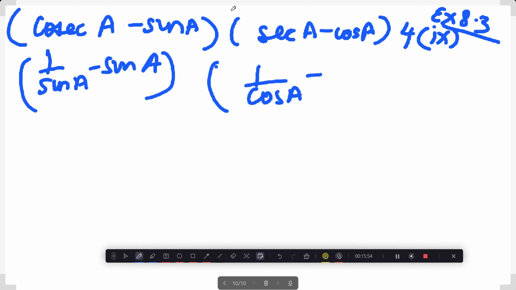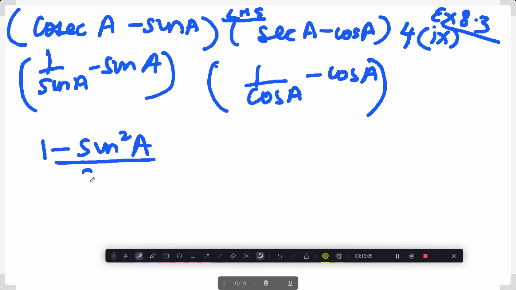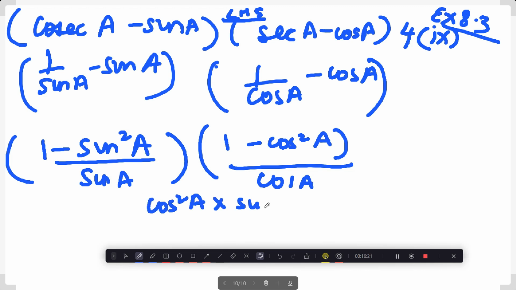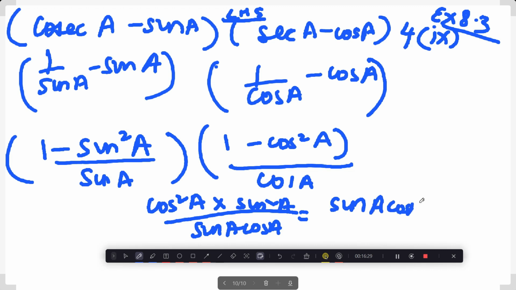So I have taken up the LHS first. Okay. So this becomes 1 minus sin square A by sin A, and this becomes... okay. So what is 1 minus sin square A? Cos square A. What is 1 minus cos square A? Sin square A. And below also you have sin A cos A, which is ultimately what? Sin A cos A. Okay, so this is your LHS.